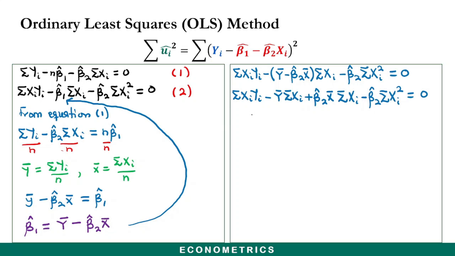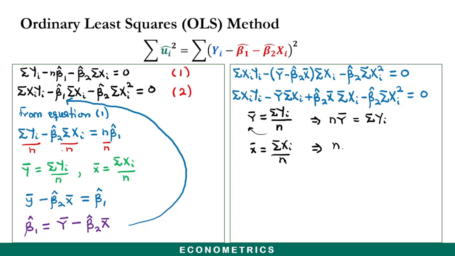Look at it. We observe that the mean of y is the sum of y values divided by the number of y values. So we just want to make the sum of y values the subject. We multiply n by y bar, so n y bar is the same as the sum of the y values. We can do the same thing for the mean of x, which is the sum of xi values divided by the number of x values, and we make sigma xi the subject. So n x bar equals the sum of xi.